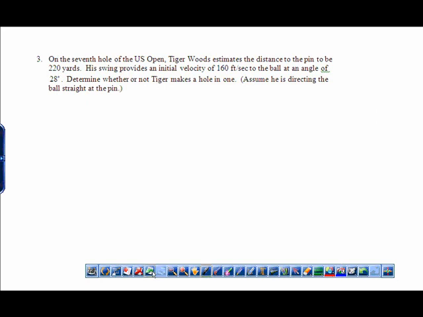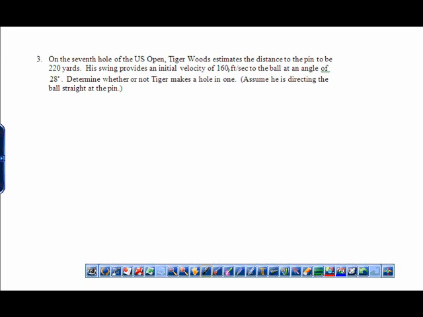So on the 7th hole of the U.S. Open, Tiger Woods, at the time we wrote this question, there was no scandal involving Tiger Woods, so he was actually an upstanding role model at the time. Estimates the distance of the pin to be 220 yards.